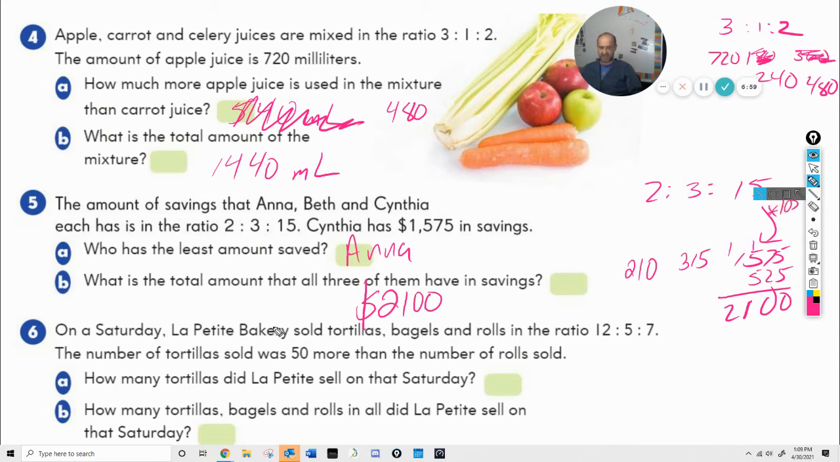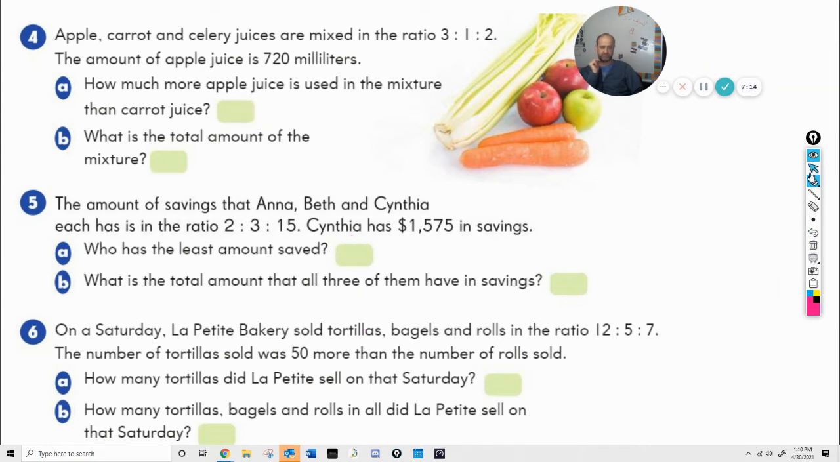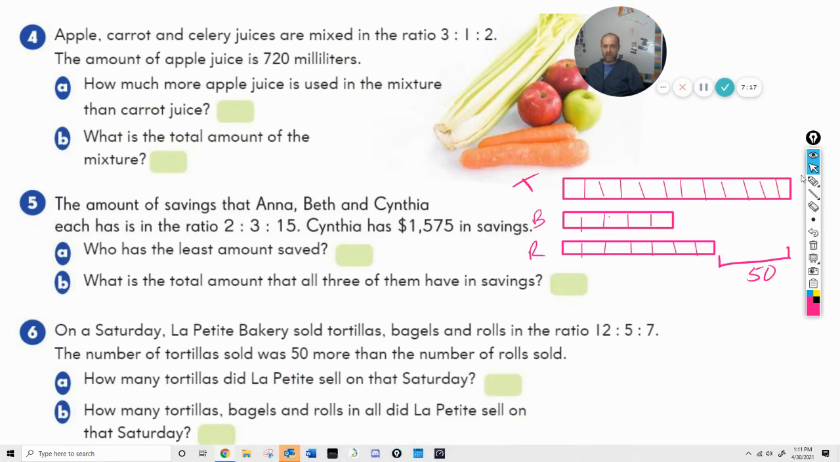Finally, on Saturday, La Petite Bakerie sold tortillas, bagels, and rolls in the ratio of 12 to 5 to 7. Oh, I might have to bar model this one. The number of tortillas sold was 50 more than the number of rolls sold. So I'm going to clear my screen, pause, and bar model this. Give me one moment. Okay, I got enough here.